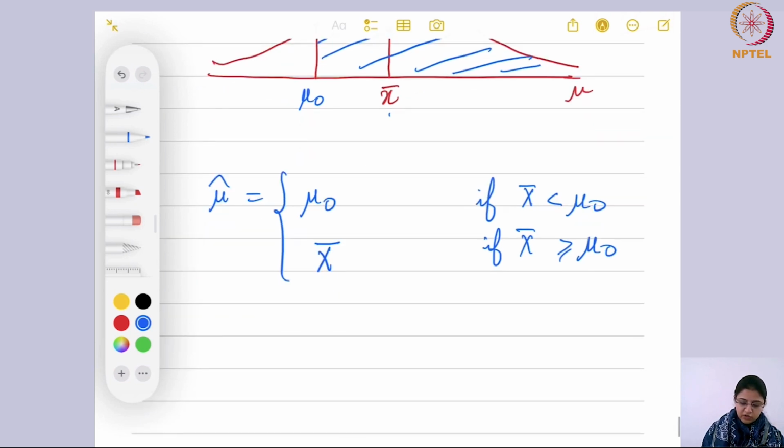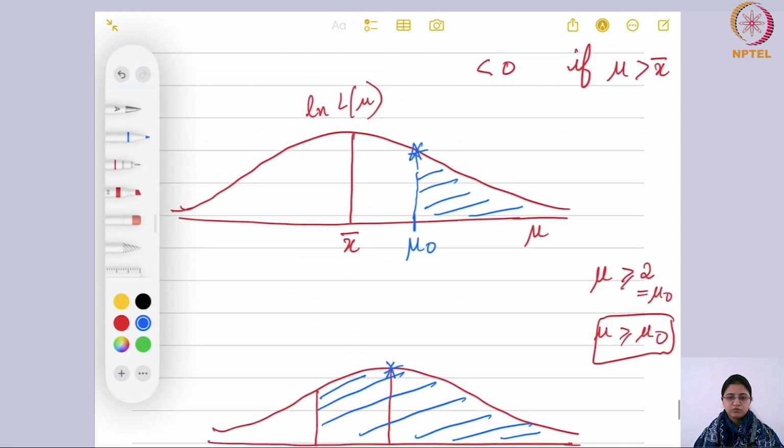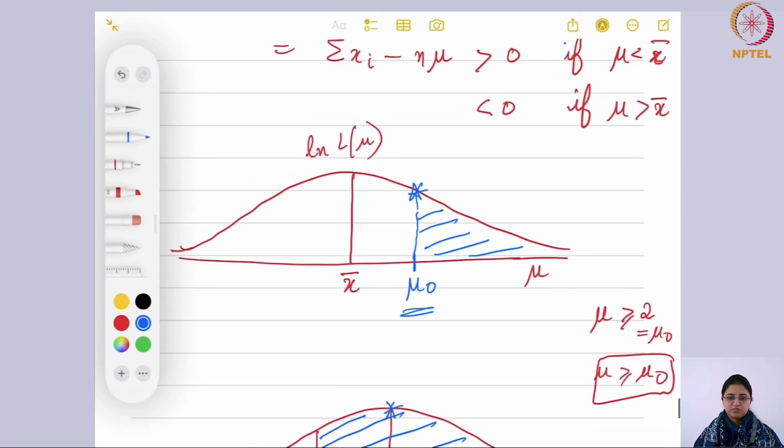So basically we are looking at the maximum of x bar and mu naught. Whichever is maximum, that would be the MLE for mu. In one case the maximum is x bar, which is bigger than mu naught, and in the other case the maximum is mu naught. Okay.